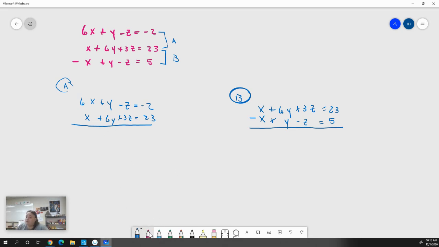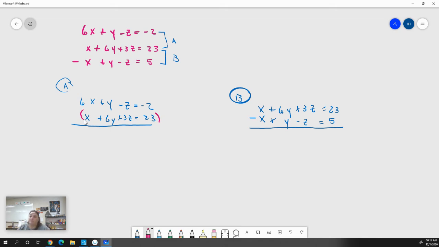So let's look at what we have to do here. We need to create an opposite. I know I want to eliminate x on this one because they're already opposites. If I just add these two equations together, my x is going to disappear. So since I want to get rid of x here as well, and I have a 6x, I want to know what I have to multiply this equation by to get myself a negative 6x, so that I'm creating an opposite?